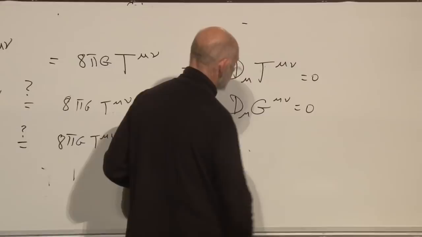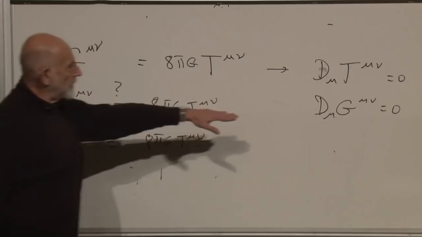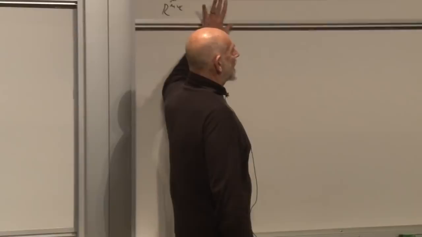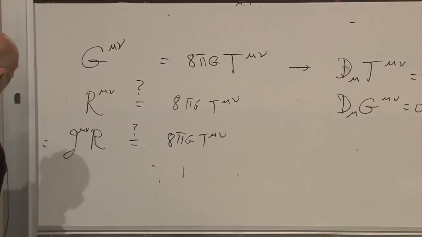So the first thing we could do is check whether either of these two tensors satisfies this relationship. If not, then the left-hand side simply can't be the right-hand side unless we give up conservation, continuity of the energy and momentum. All right, I'll check this one for you. Let's just check this one, and then I'll tell you what the other one does.